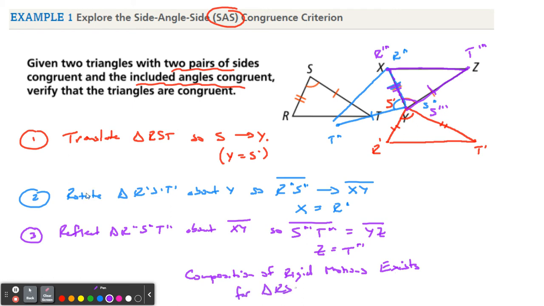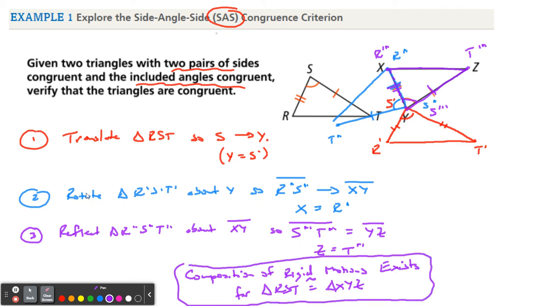For triangle RST to be congruent to triangle XYZ in this picture. And what we did here is we just confirmed that for two triangles to be congruent, all you need to know is that two sides and the angle between those sides is congruent. Okay? So again, if this stuck, great. If not, that's fine. You walk through it.